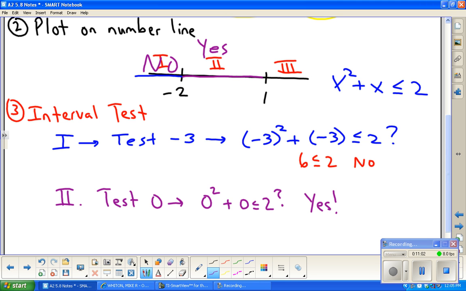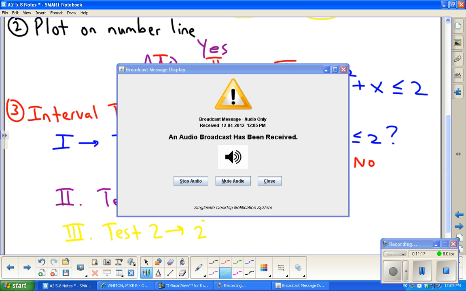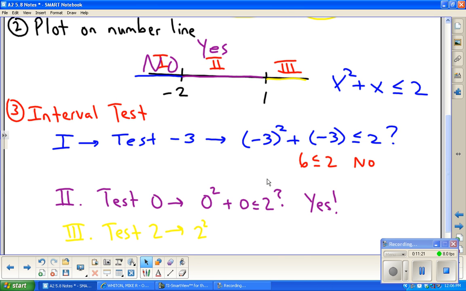Okay, and then we just have one more interval to check. I need to check what about all the numbers that are bigger than 1? Let's test something in interval 3 like the number 2. And let's see if that works. So again, plugging 2 in for x. Is 2 squared plus 2 less than or equal to 2?